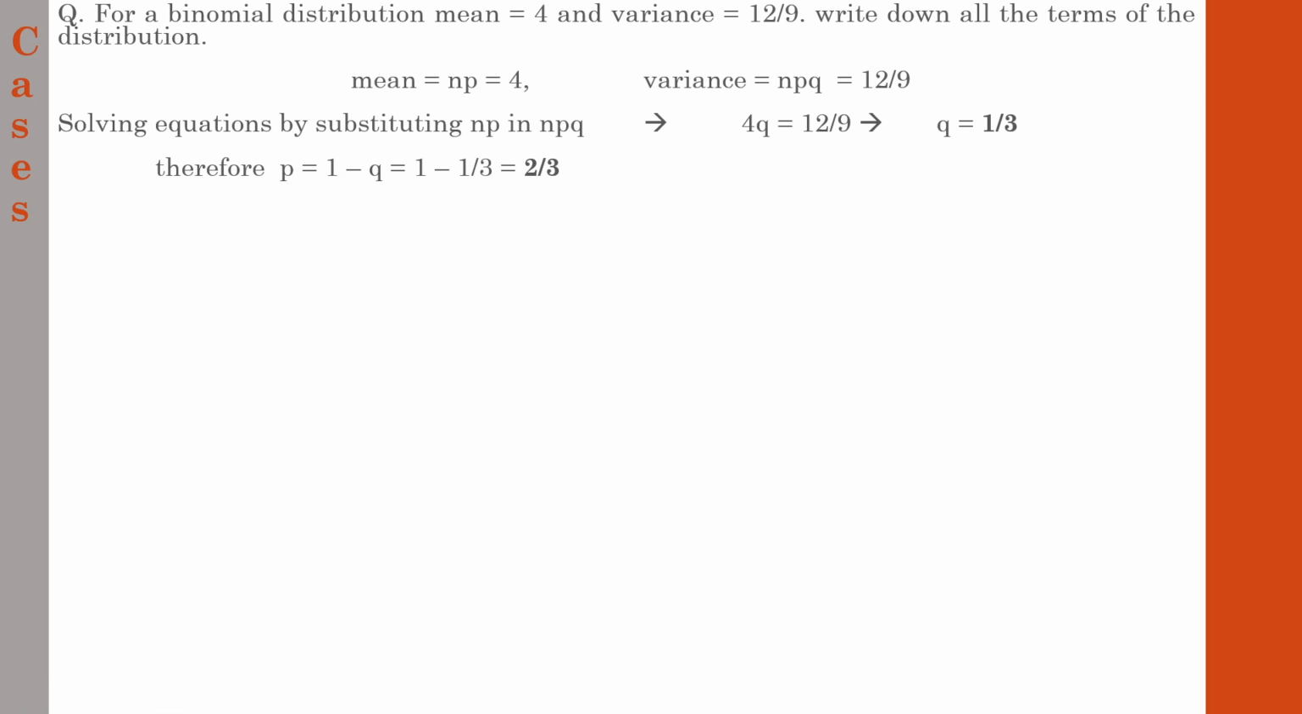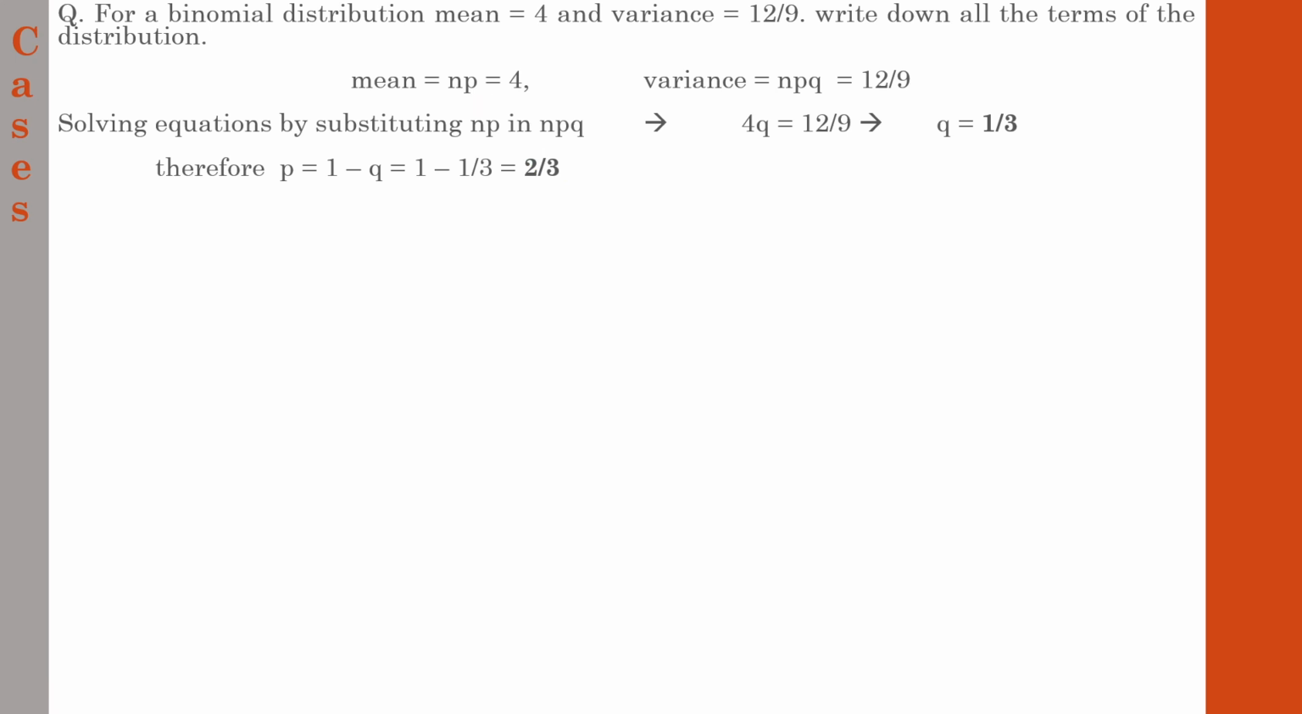See, and in the question it is said that the mean of that particular binomial distribution is 4. That is NP equal to 4. And we have just found the value of P. So if you know the value of P, and if you substitute the value of P in this equation, you can easily find the value of N.